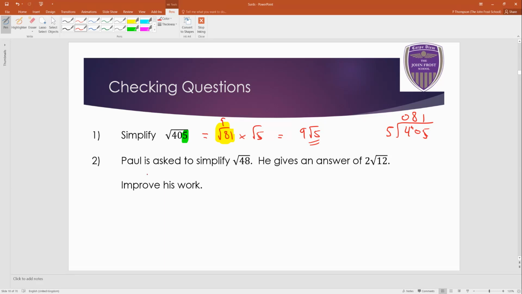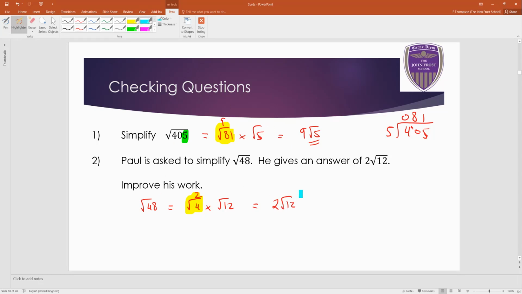And then question 2. Paul's been asked to simplify root 48. And he got an answer of 2 root 12. Well, I think Paul must have done this. He must have done 48 is 4 times 12, look. And root 4 is 2. Yeah, that's what he's done. And he's got 2 root 12. Now it says, look here, improve his work.